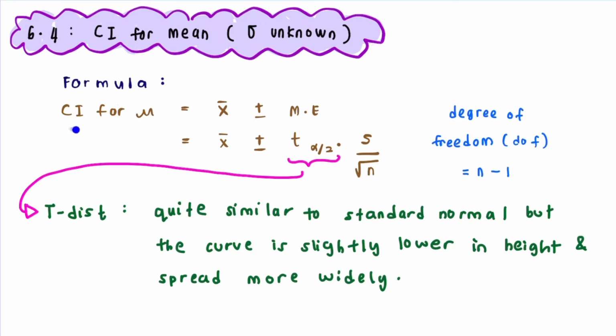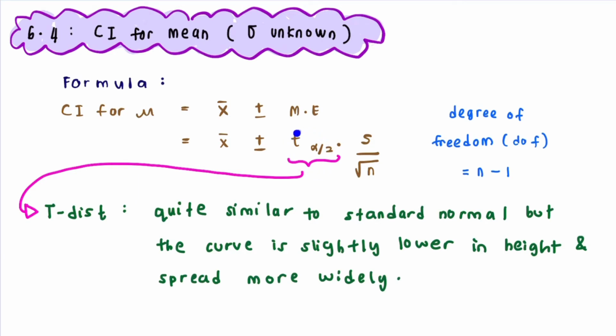So the formula for CI for mean is equivalent to the point estimate, use x bar, which is the average from the sample, plus minus margin of error. So what is the formula for margin of error? You have the t value, alpha over 2, times standard error. So the standard error formula is s over square root of n.